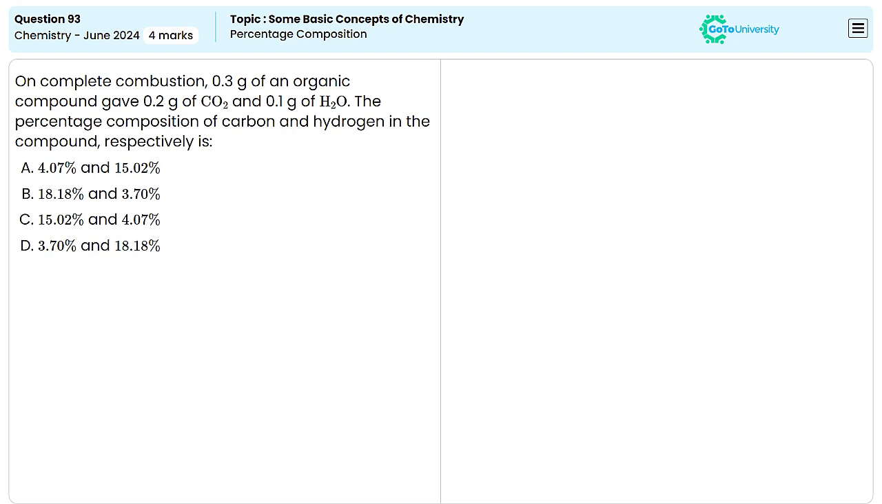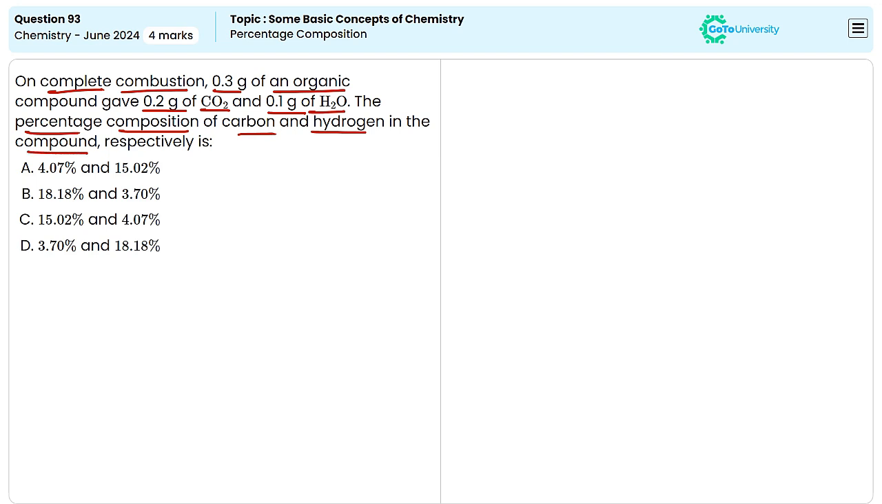It is given in this question, 0.3 grams of an organic compound is undergoing complete combustion to produce 0.2 grams of carbon dioxide and 0.1 gram of water. We have to find out the percentage composition of carbon and hydrogen present inside the compound.